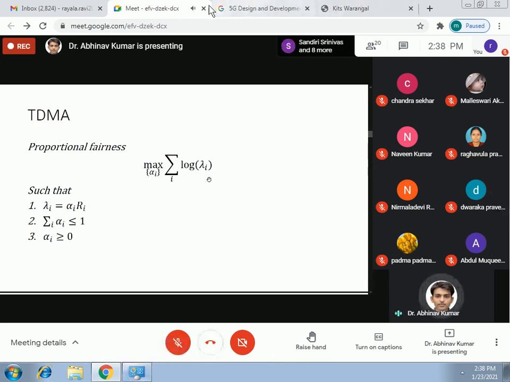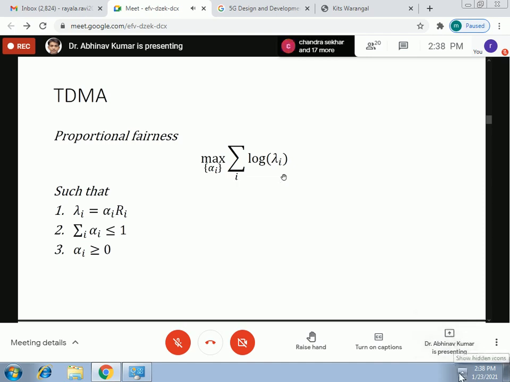So the solution turns out to be equal resource allocation for proportional fairness TDMA based scheduler. We end up giving equal resource, alpha 1 equal to half and alpha 2 equal to half, to either of the users. Now we can generalize this to capital M users, again using induction. You can prove this. The solution turns out to be alpha 1 equal to alpha 2 equal to alpha M, which is all equal to 1 by capital M. So each user gets equal time fraction, 1 by the number of users in the system.